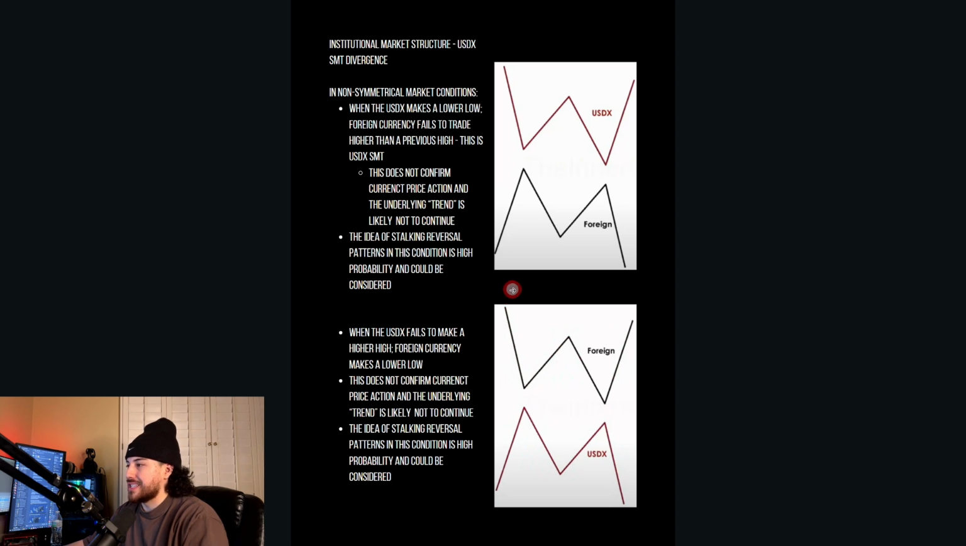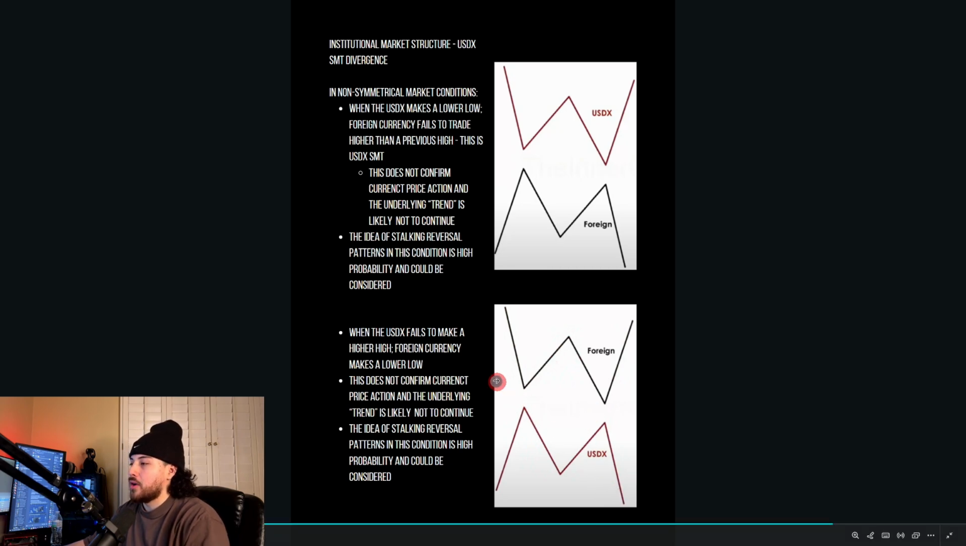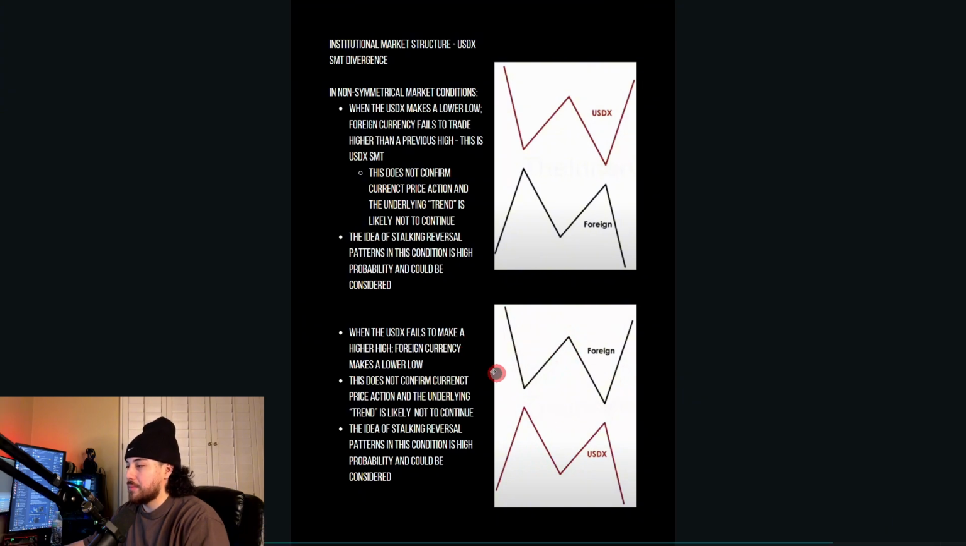Same thing here if the currency is making lower lows, but we see the US dollar is making lower highs. This is going to cause the currency pair to reverse trends, most likely, I should say. It's not a guarantee. But if we see the US dollar continuing to drop or showing the willingness to continue to drop, showing signs of weakness, then most likely the currency pair is going to reverse. So if we can see this type of divergence, we have non-symmetrical market conditions, then we can utilize this to potentially look for reversal patterns because in this situation, this will be considered high probability setups.